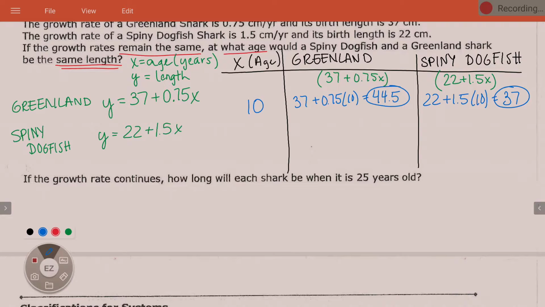So we need to keep going, right? Okay. So, again, would you jump up to 11? No, 15. I wouldn't just jump up to 11 because are we closer? We're closer than we were at 37 and 22. But we're still pretty far apart, aren't we? So the guess I heard was 15. So 37 plus 0.75 times 15. 48.25, thank you.